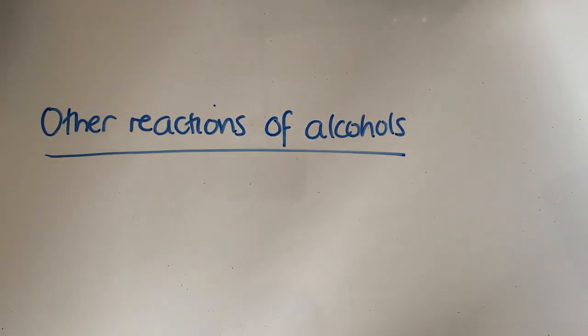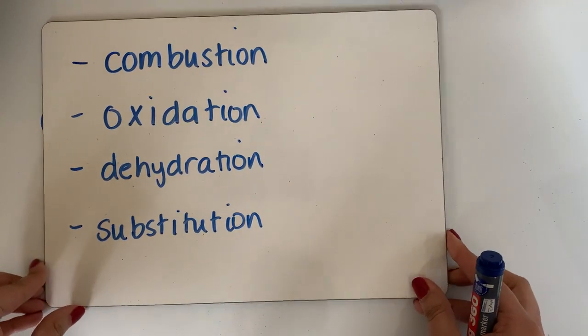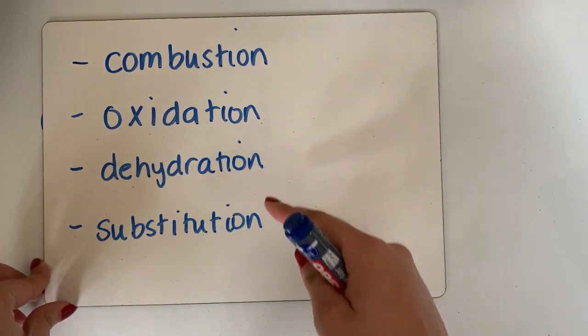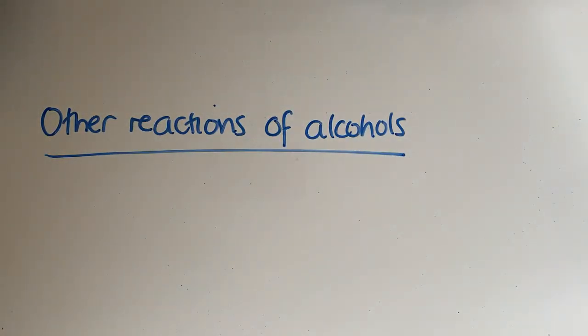Okay, so we're going to have a look at the other reactions of alcohols in this video. I've covered oxidation in another video, but I'm going to cover combustion, dehydration and substitution in this one. So first one being combustion. As we know, combustion is where we react it with oxygen, or burn it with oxygen.